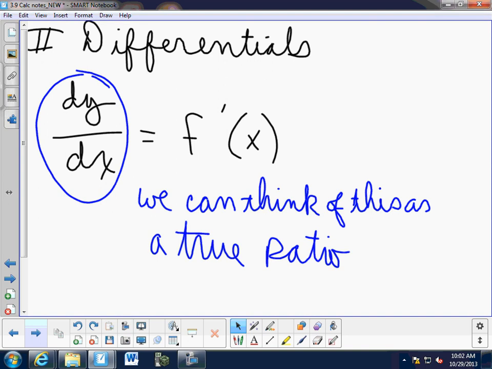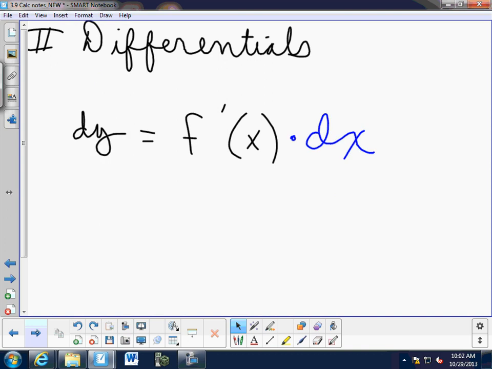Mostly we've been thinking of that as just kind of one thing, the derivative of y with respect to x. But in some situations, you can think of it as an actual ratio. Difference in the y values over difference in the x values. And because I can think of it as a true fraction, an actual ratio, I can multiply both sides by dx.